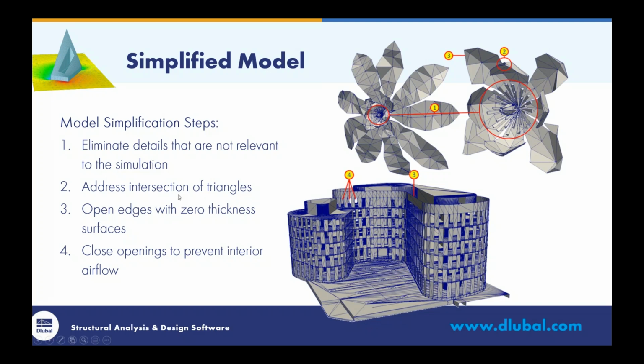Number 2 is to address the intersection of triangles, and this is denoted by point number 2. Remember that I said that each mesh edge has to have exactly 2 adjacent triangles, and triangles cannot overlap each other.